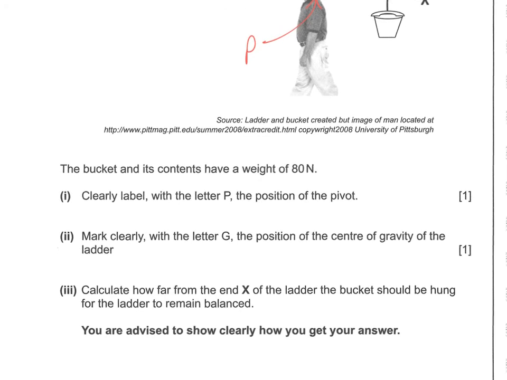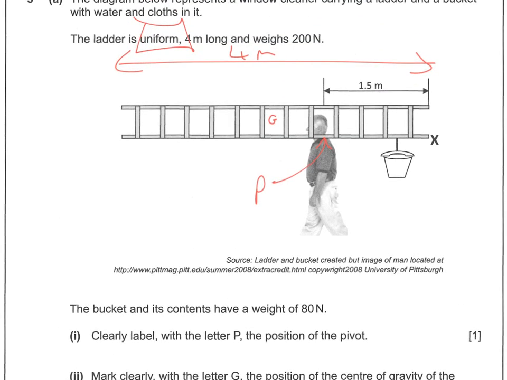So it says calculate how far from end X the bucket should be hung for the ladder to remain balanced. So what we've got here is an 80 newton downward force here. We've got the weight of the ladder, which is going to act from the centre of gravity, and that's 200 newtons. We've got the pivot here, and we know that this must be in the middle, so this must be 2 meters, which means that G from the pivot must be 0.5 of a meter. That's the one we're interested in.